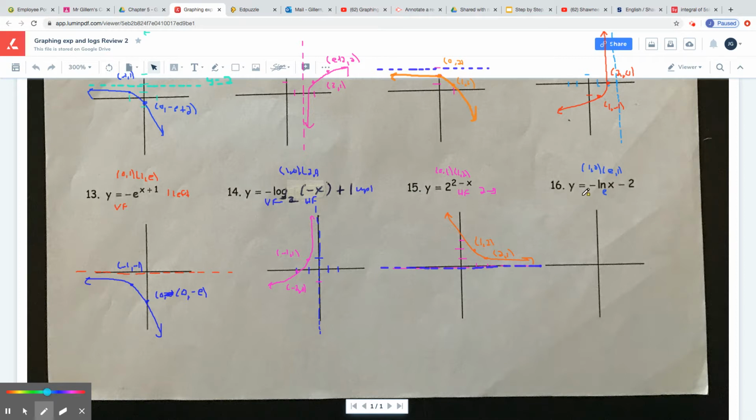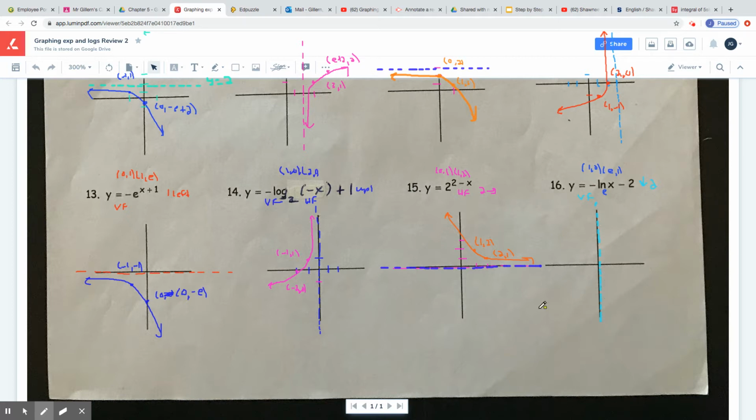Well, negative out in front, vertical flip. Vertical flip means you flip over the x-axis, changing the sign of the y. And this -2 means we are moving the graph down 2. Nothing has gotten shifted left or right. So I have a vertical asymptote on the y-axis at x equals 0.